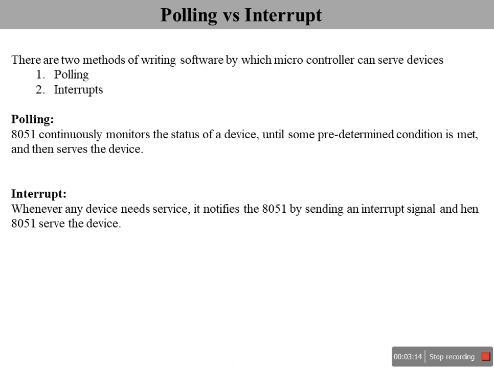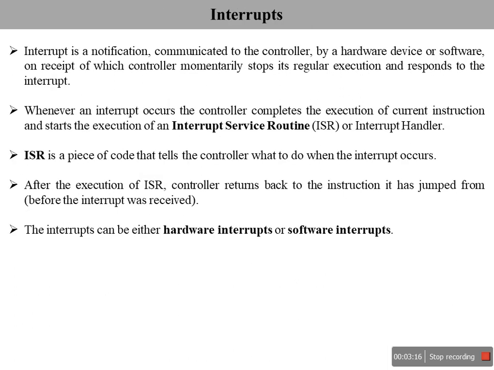So let's go into detail about interrupts. An interrupt is basically a notification communicated to the controller by a hardware device or by software, on receipt of which the controller momentarily stops its regular execution and responds to the interrupt. Whenever an interrupt occurs, the controller completes the execution of the current instruction and starts the execution of an interrupt service routine, or simply called an interrupt handler.